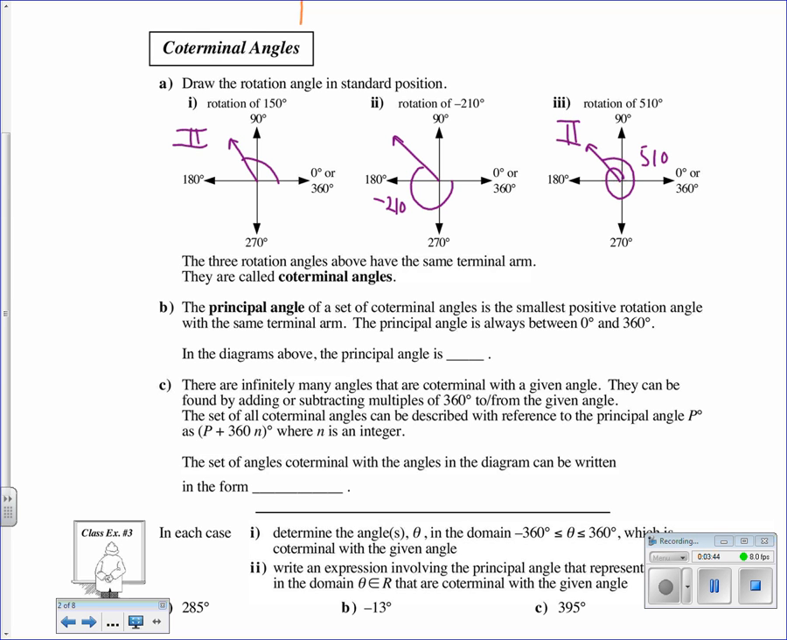Again, we're ending in quadrant number 2, and what you may have realized is that all of the rotations actually share a terminal arm, and that terminal arm is in quadrant number 2, and I can identify the principal angle as the smallest positive angle to get me there. 150 degrees is the smallest positive angle to get me there. It must start at the positive x-axis. So standard position, principal angle.